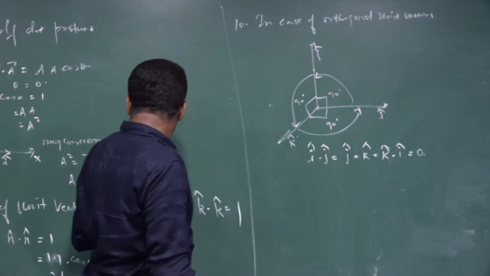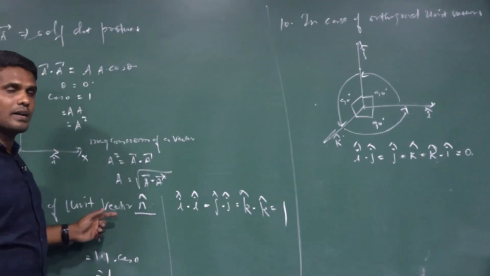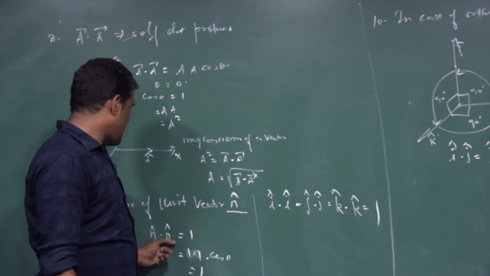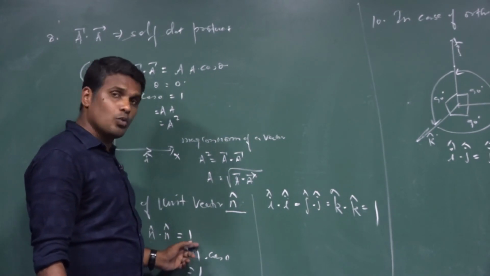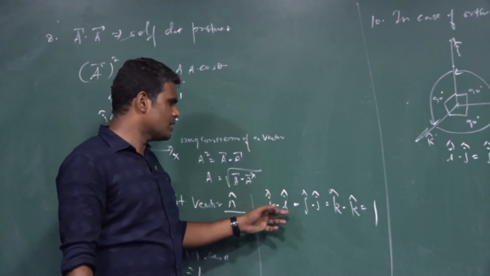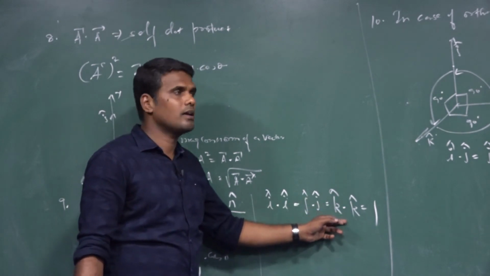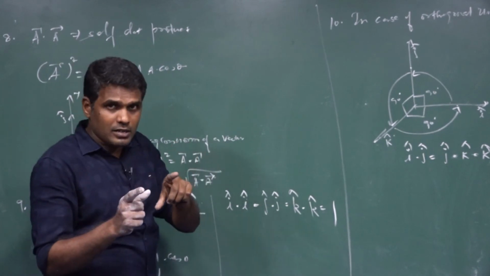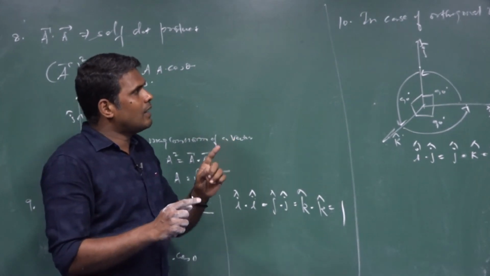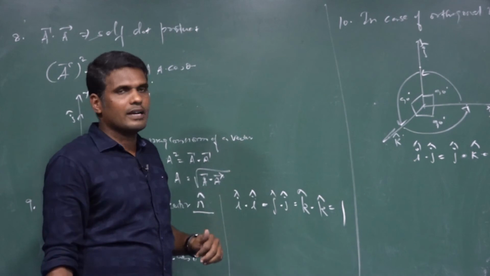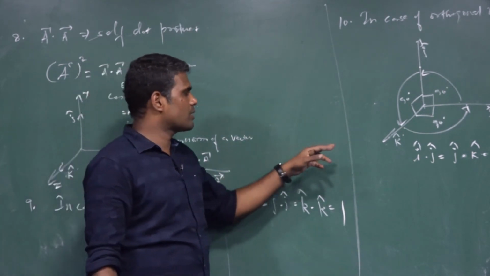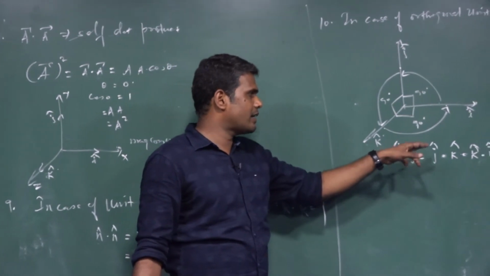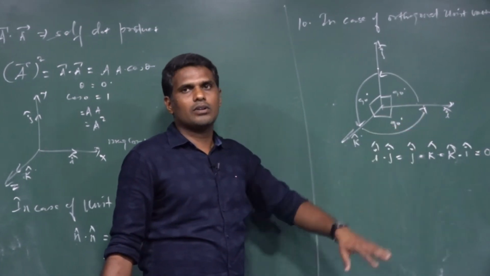So in case of unit vectors, like n cap, the dot product of unit vectors is equal to 1. i dot i is 1, j dot j is 1, k dot k is 1. Whereas in case of orthogonal unit vectors, when the vectors are taken at right angles, i vector and j vector at right angles, then the dot product of the two vectors is equal to 0. i dot j, j dot k, k dot i are all equal to 0.